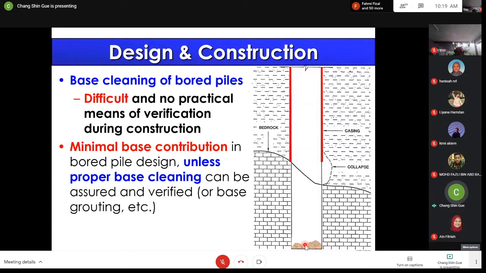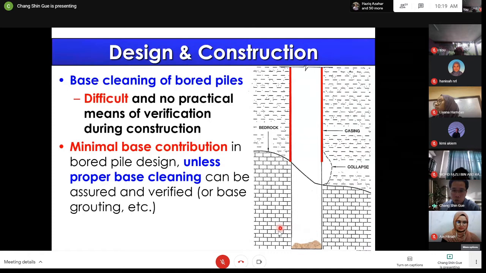And if you do your design, you may think that your base is actually rock, so it's a hard material, which you then use your rock properties, which is much higher strength than soil, to do your calculation, then you actually overestimate your base contribution. So that's why if you're designing bored piles in practice, you have to give it a minimum base contribution. So typically in practice, we will limit it to about 10 to 15% of the pile working load for the base.